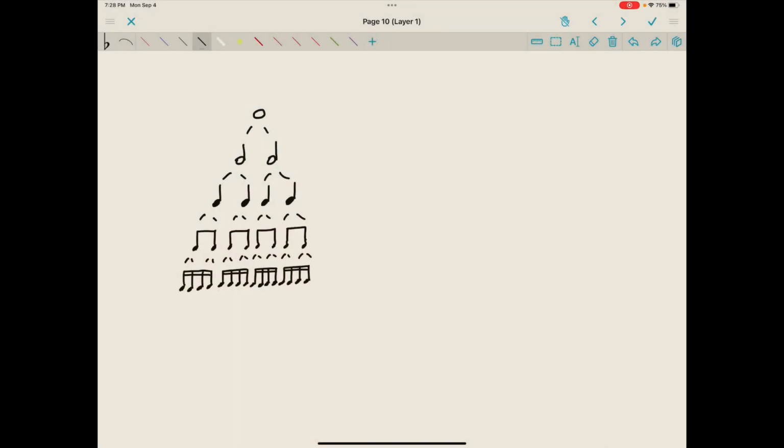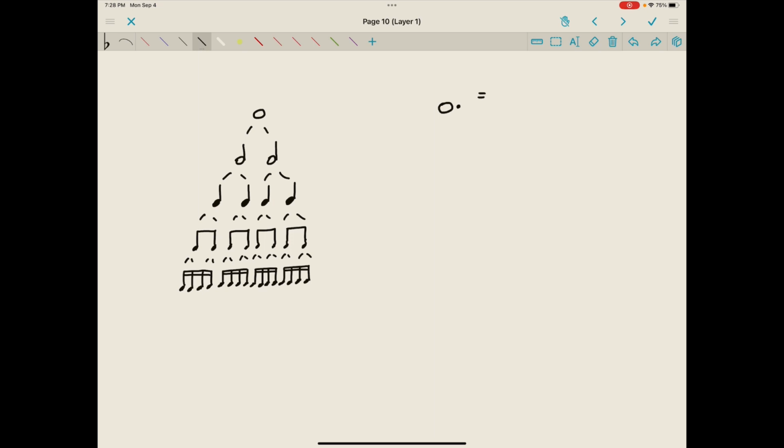Remember that we can take any note value from our note value pyramid and we can alter it and lengthen it simply by adding a dot to it. So this would be a dotted whole note. So I've just added a dot to the right of the note head. A dot does not have value in and of itself. It will always be worth half of whatever note it's dotting.